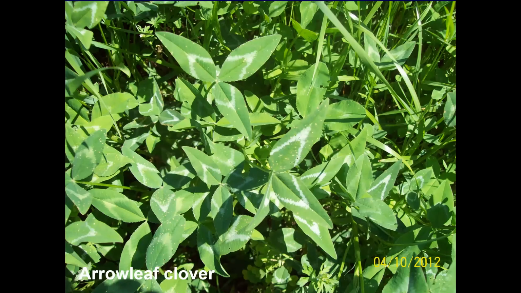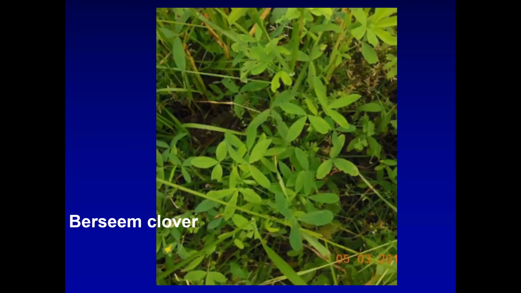So just the picture, arrowleaf clover. Sometimes we may confuse it with white clover, but if you look at the leaves, it has a kind of arrow shape, and this white mark also takes the shape of the leaf. So if you look closely, you will be able to differentiate it from the white clover.